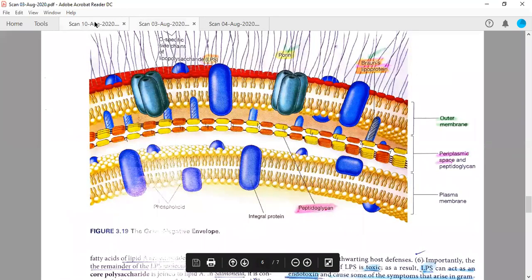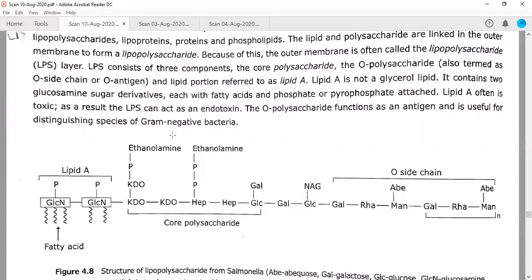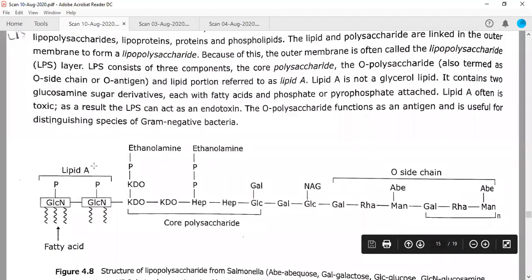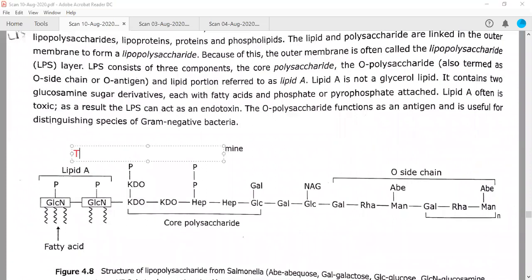But what is the problematic portion in gram-negative bacteria? Why are they so harmful? Because they have this lipid A portion, and this lipid A portion is actually toxic. So this is toxic.